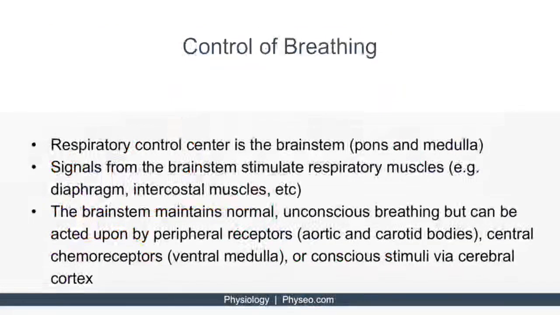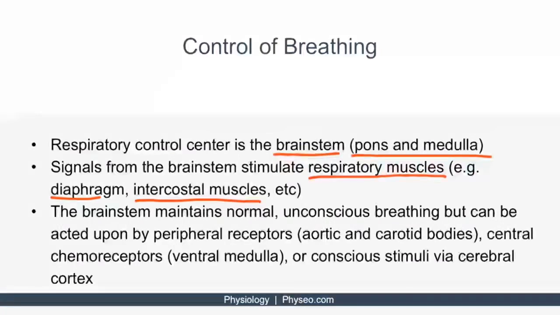So now let's talk about control of breathing. So the respiratory control center is the brainstem, primarily the pons and the medulla. And the signals from the brainstem stimulate the respiratory muscles, for example, the diaphragm or the intercostal muscles to expand the thoracic cage. Now the brainstem maintains normal unconscious breathing. However, it can be acted upon by peripheral chemoreceptors, which are the aortic and carotid bodies, and it can be acted upon by the central chemoreceptors, which is the ventral medulla. But there's also conscious stimuli that can alter the brainstem via the cerebral cortex.